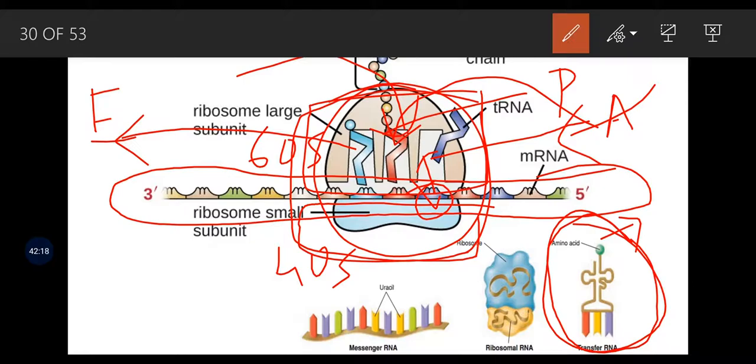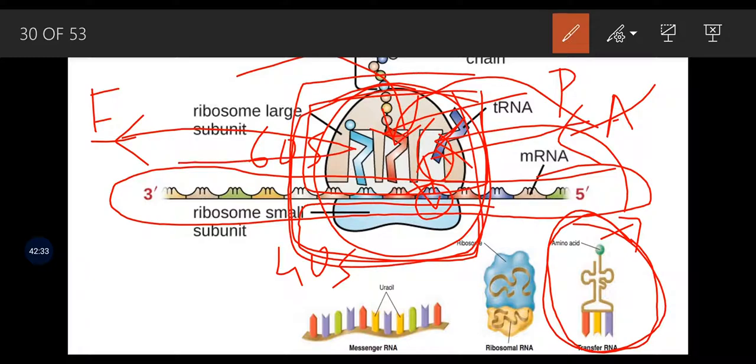From that site, the initiation of the polypeptide chain begins. The second and subsequent amino acids will be brought to the A site, and like this, sliding of mRNA takes place. That means this whole unit will move to this side, and the tRNAs which are not matching will move to the opposite end, so that the entire mRNA is read and the polypeptide chain is formed. This is the whole process of translation.